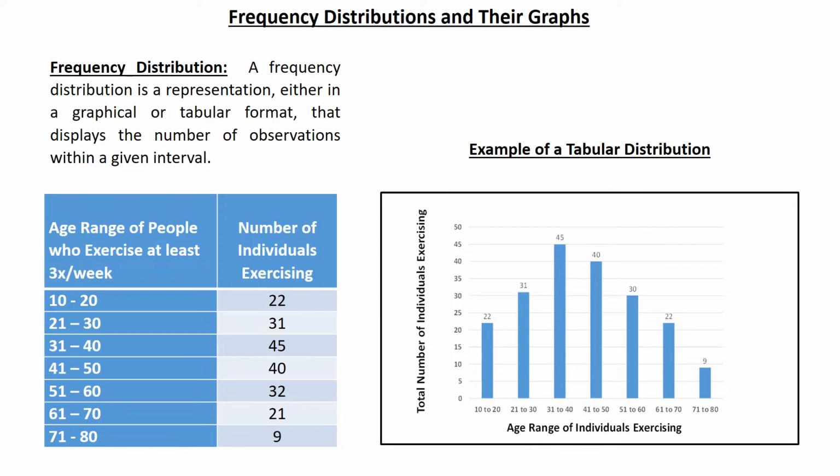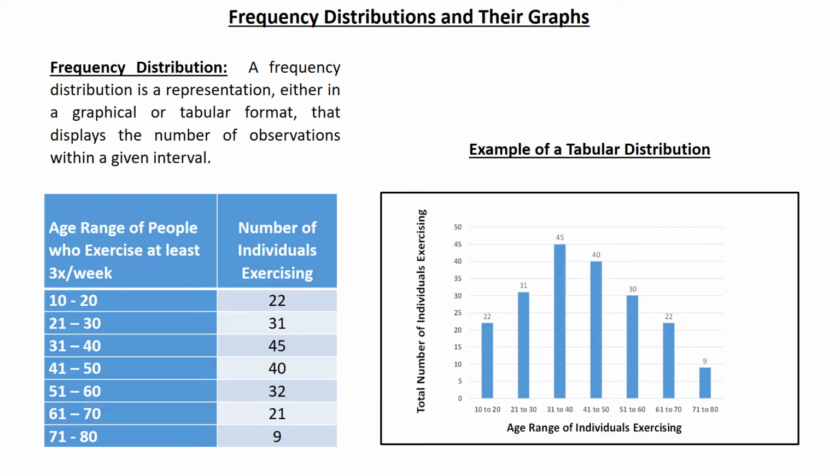And I can see some patterns here on the left, but when I see it represented graphically, and this is a tabular distribution on the right, with the age ranges on the bottom and number of individuals who exercise at least 3 times a week on the left, I can clearly see a pattern that as we go up from ages 31 to 40, that's the highest. 41 to 50 is the second highest. It seems to ascend and then descend after a while.